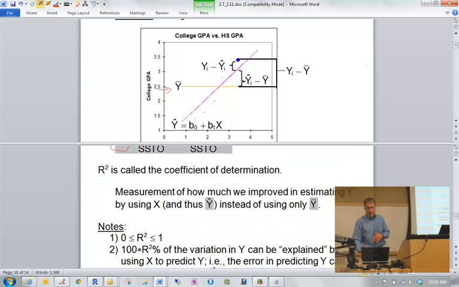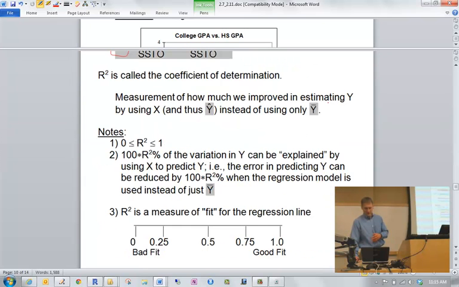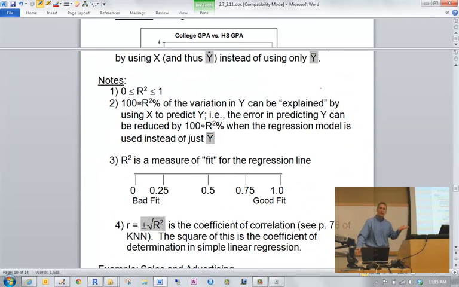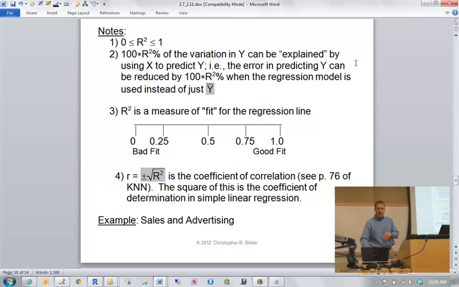Another way to think about it is the measurement of how much we have improved in estimating y by using x instead of just using y bar alone. We want this to be as large as possible if you want your model to work. So R squared is a proportion. It's between 0 and 1. Another way you can say what it's measuring: 100 times R squared percent of the variation in Y can be explained by using X to predict Y. Just another typical interpretation.